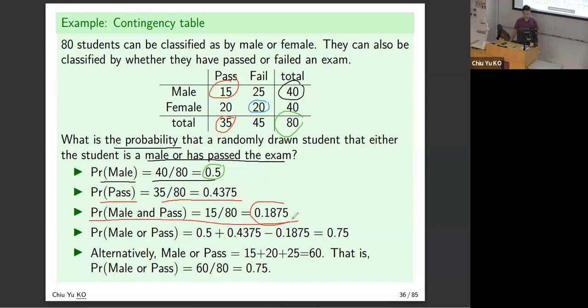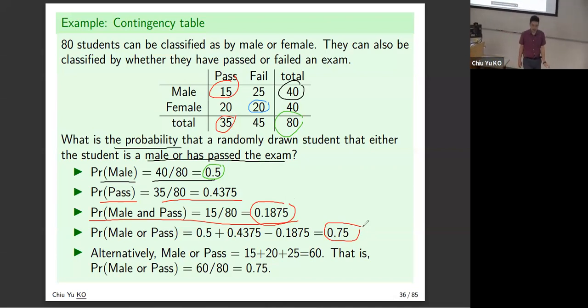Now, the next bullet point is trying to give you the idea why we have male or pass, right? Male or pass will be just male plus pass minus male and pass, right? So that gives you 0.705. Okay? So that's the answer, right? So if you give me the first 3 bullet points, I give you the 4th one. But if I also get the raw data, the table, we can also calculate this easily.